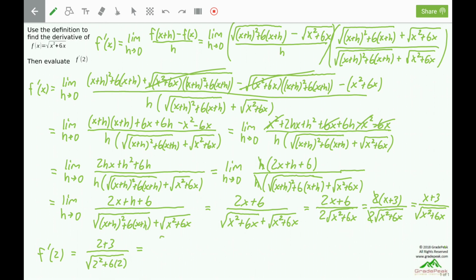In the numerator, 2 plus 3 is a 5. In the denominator, 2 squared is a 4, plus 6 times 2, which is a 12. We have a 5 divided by the square root of 4 plus 12, which is a 16. The square root of 16 is a 4, and we have 5 over 4.